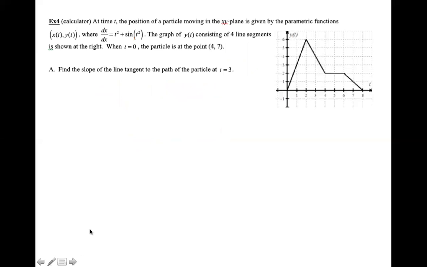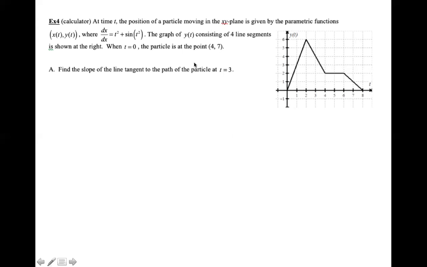It's a long one. This is a pretty typical one that you're going to find on the AP exam. It says at time t, the position of a particle moving in the xy plane is given by the parametric functions x of t, y of t, and again, we get a derivative for dx dt. For y, they give us a graph of y of t, and it's just 4 line segments. When t equals 0, the particle is at the point 4, 7. This is going to come into play later when we're trying to find the position of the particle, because we know at time 0, it's at the position 4, 7.